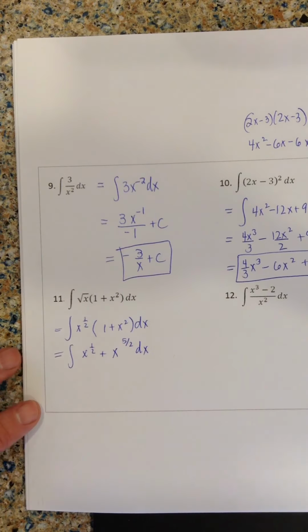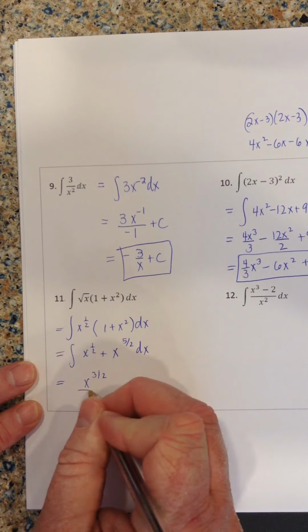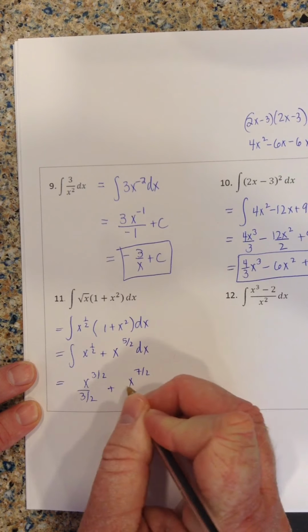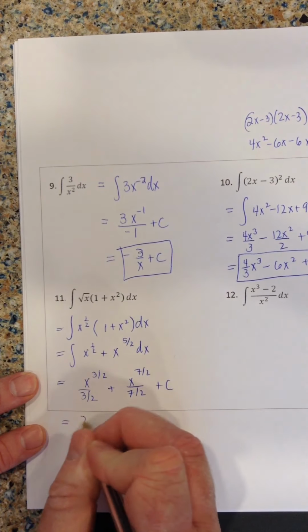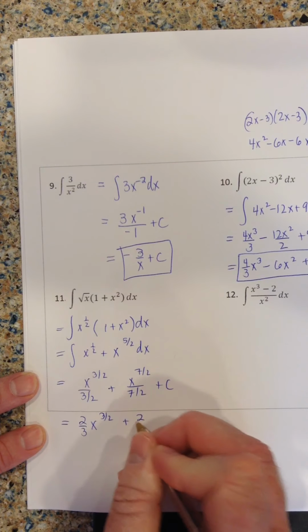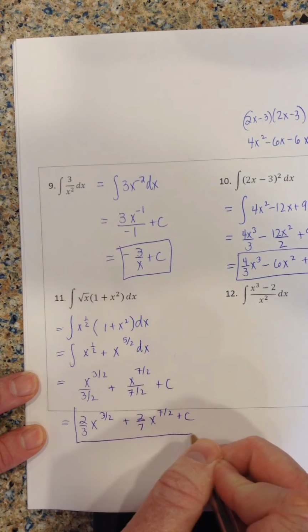Now I'm going to take the antiderivative, so I get x to the 3/2 divided by 3/2 plus x to the 7/2 divided by 7/2 plus c, which is 2/3 x to the 3/2 plus 2/7 x to the 7/2 plus c.